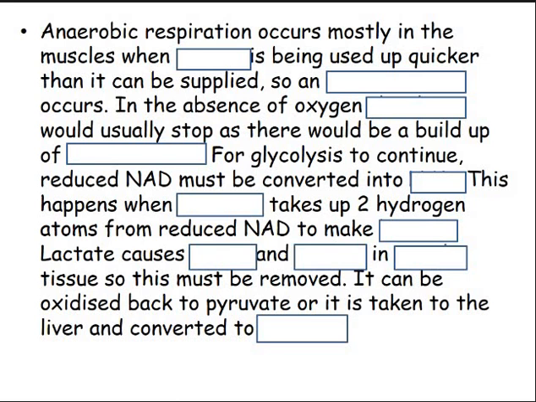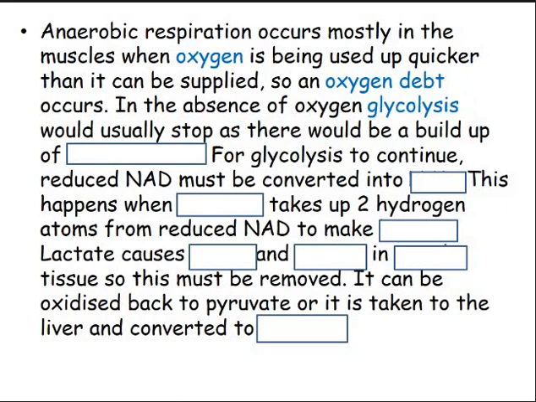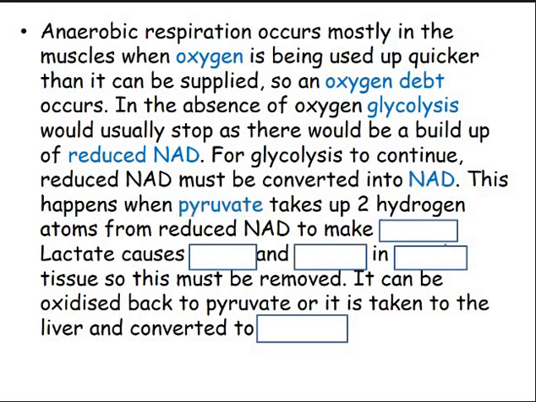So anaerobic respiration occurs mostly in muscles when oxygen is being used up quicker than it can be supplied. So an oxygen debt occurs. In the absence of oxygen, glycolysis would usually stop, as there would be a build-up of reduced NAD and also pyruvate, remember. For glycolysis to continue, reduced NAD must be converted into NAD. This happens when pyruvate takes up 2 hydrogen atoms from reduced NAD to make lactate.